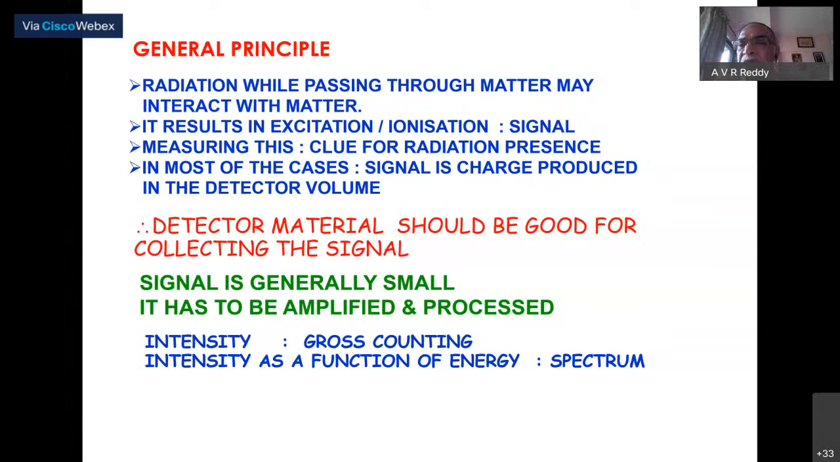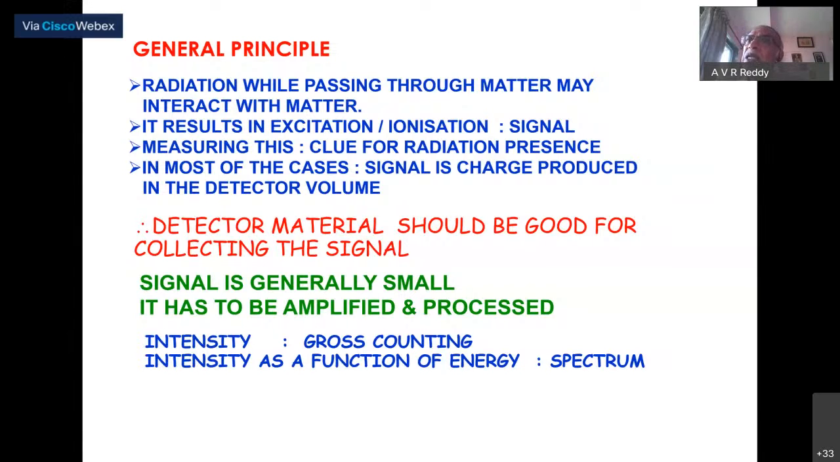In most of the cases, signal is charge production in the detector volume. And therefore, detector material should be good for collecting the signal. Then only we call it a good detector. And there are some more qualifications. While choosing the detector, we have to think about those things, consider those things. Signal is generally small. Therefore, we use an amplifier to amplify the signal and process it further.